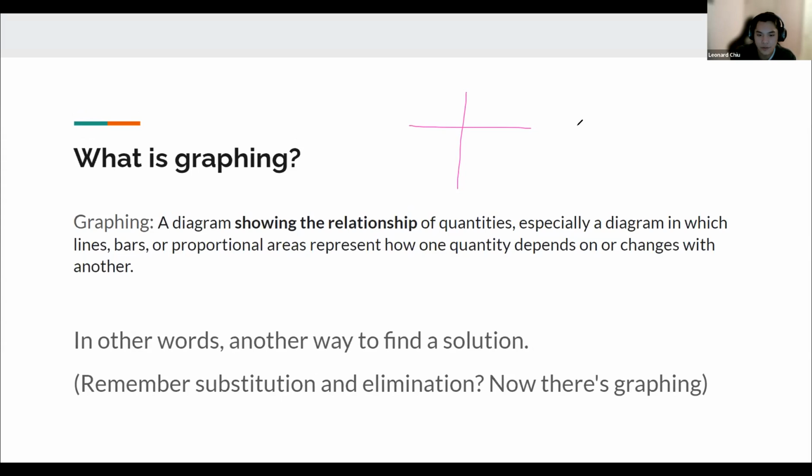Remember last week we taught you guys substitution and elimination to solve equations. Now graphing is actually another way of solving these equations. It's more complex and takes more time than substitution and elimination, but in most cases it works. Okay, let's keep going.